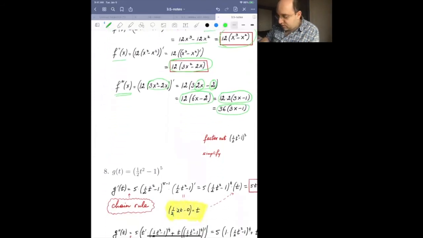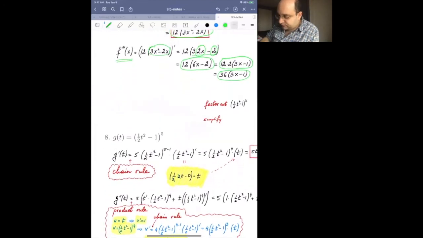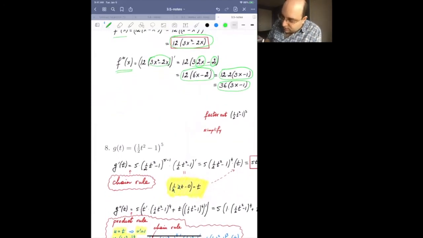For problem number 8, we have to take the third derivative of this function here. So let's start with the first derivative. Because this is a composite function, we have the inside and outside. So the inside is going to be this.